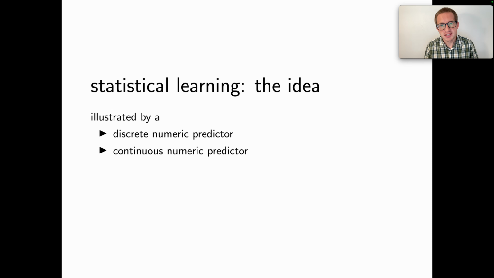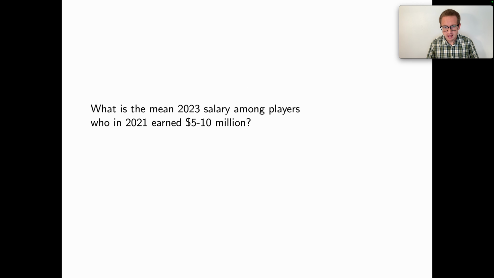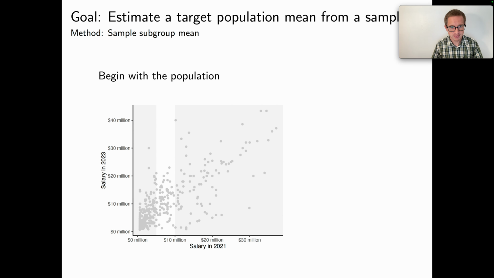So we just talked about statistical learning with one discrete numeric predictor. What does it look like to do statistical learning with a continuous numeric predictor? Suppose we want to know the mean 2023 salary among Major League Baseball players who in 2021 earned $5 to $10 million. We might care about this question if we wonder if there's aspects of cumulative advantage, where those with high salaries tend to have salaries that continue going up in the years to come.